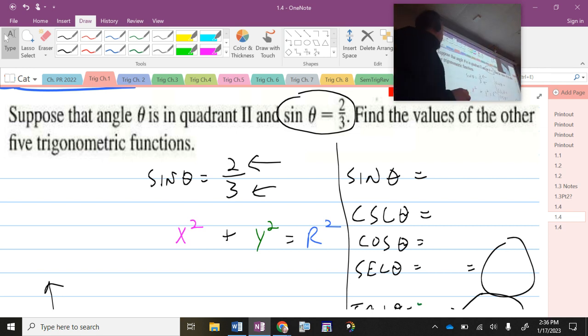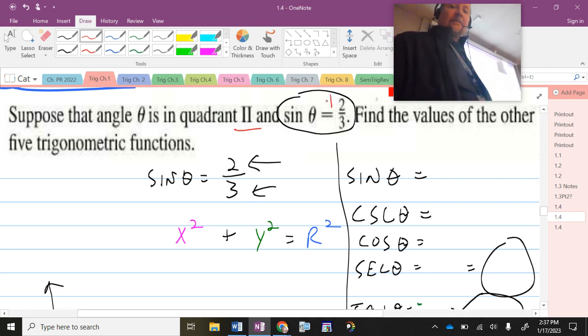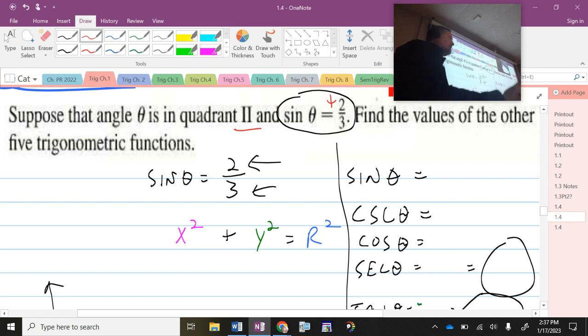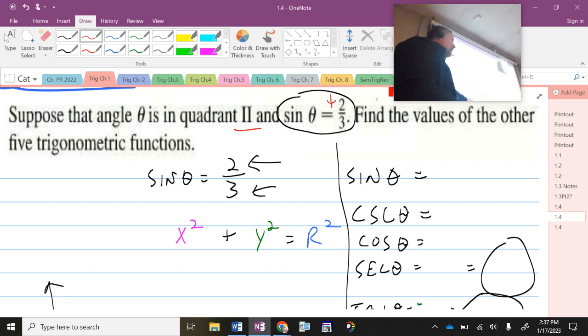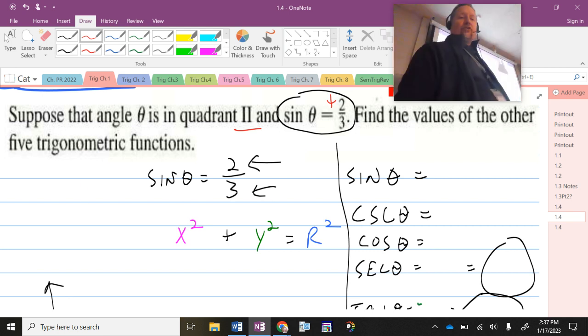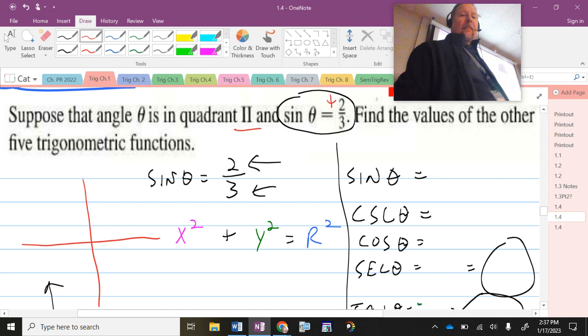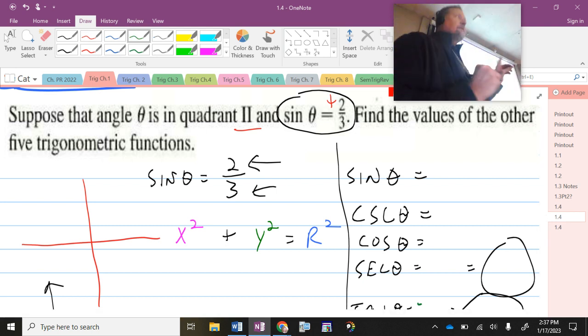Suppose that an angle theta is in quadrant 2. See, now we're in a coordinate plane. And sine of theta equals 2/3. First of all, isn't that supposed to happen? In quadrant 2, we have a positive ratio, right? So that's kind of tying together what I was telling you with ASTC. The problem is you should really draw this. We've already done questions like this, I believe, but maybe this is a little bit different.